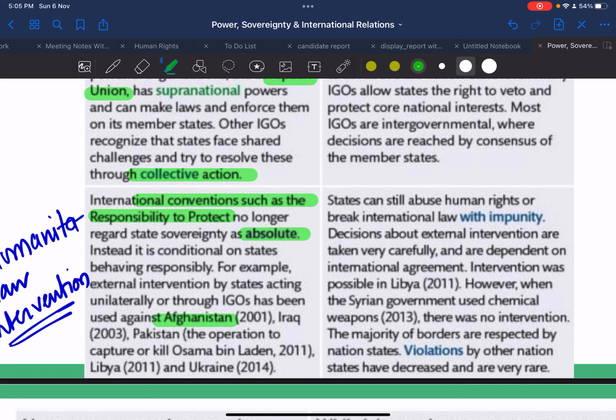However, states can still abuse human rights or break international law with impunity. That means without any charges or without any punishment. Decisions about external intervention are taken very carefully and are dependent on international agreement. Intervention was possible in Libya. However, when the Syrian government used chemical weapons, there was no intervention. The majority of borders are respected by nation states. Violations by other nation states have decreased and are very rare. So this is the realist view, where they say that the state is still in control.